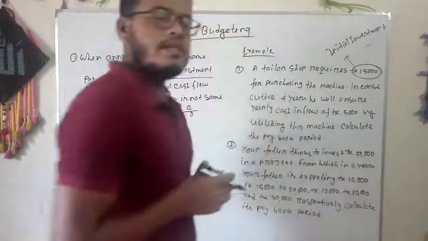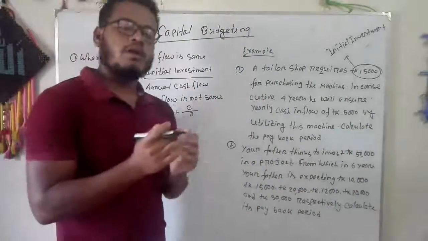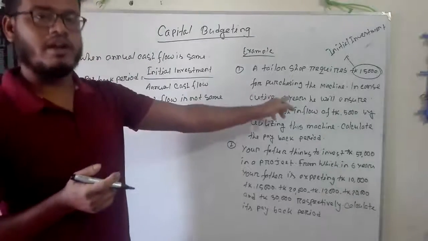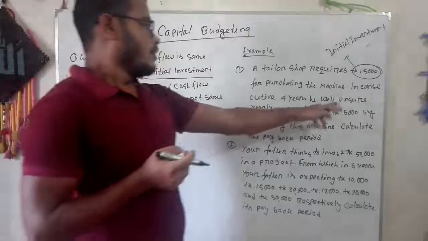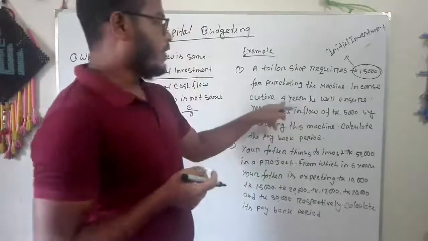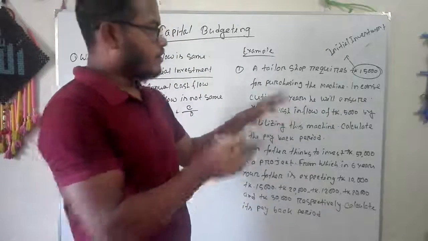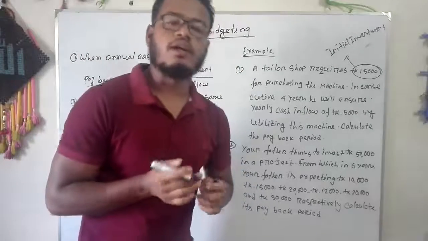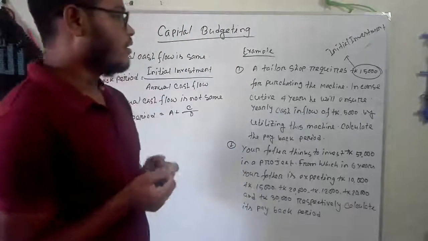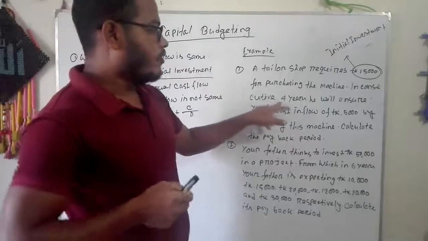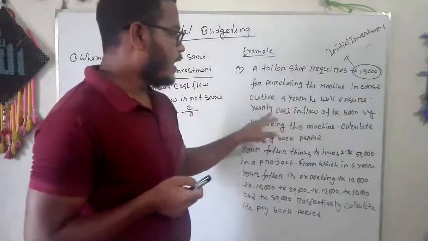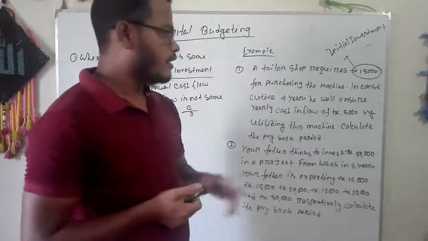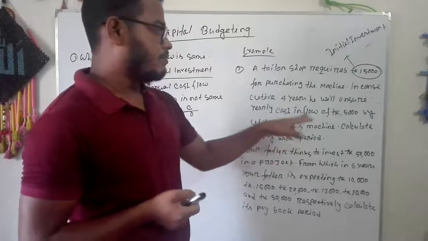It's also called initial investment because we need some huge amount of money to purchase the tailoring machine. In consecutive 4 years, this machine is constant. The total life of this machine is 4 years. For these 4 consecutive years, he will ensure a yearly cash inflow of taka 5,000 by utilizing this machine.